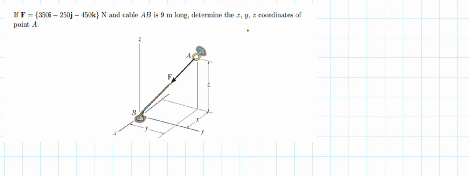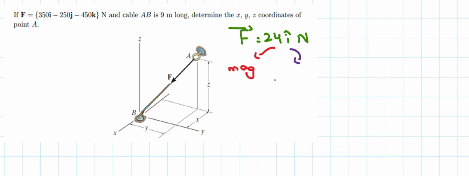Let's suppose we have a force which has the value of 24 i cap Newton. This 24 is the magnitude of that force, and this i cap is the unit vector of that force. The i cap tells us that the 24 Newton force is directed along the positive x-axis. Similarly, if you see the diagram, the head of this force is directed along the point B.